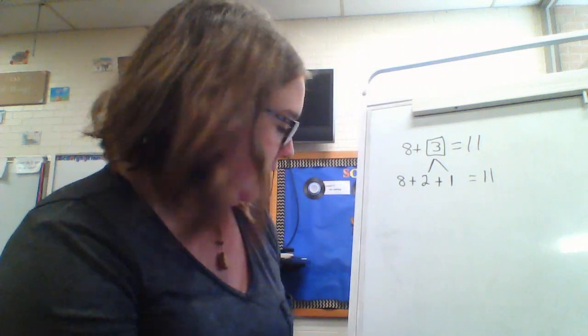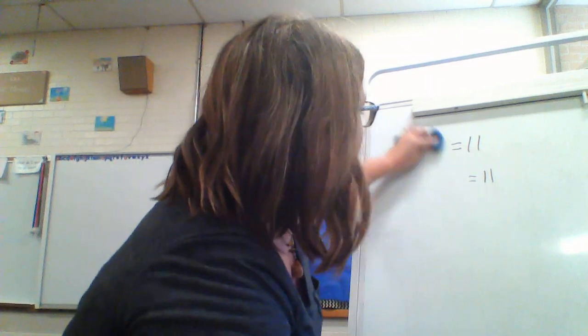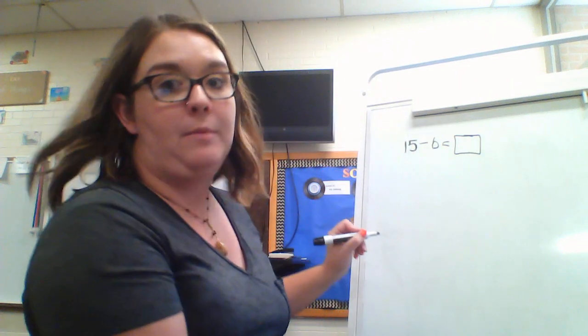All right, now let's do the second part of number 1. The second part of number 1, I'm going to use my dot method, okay? I have 15 minus 6 equals blank. Okay, so I'm going to use my dot method. I'm going to make 15 dots. 1, 2, 3, 4, 5, 6, 7, 8, 9, 10, 11, 12, 13, 14, 15.